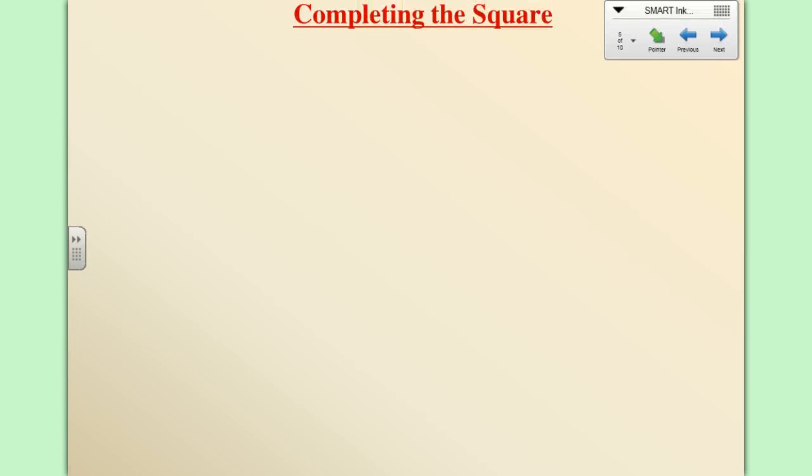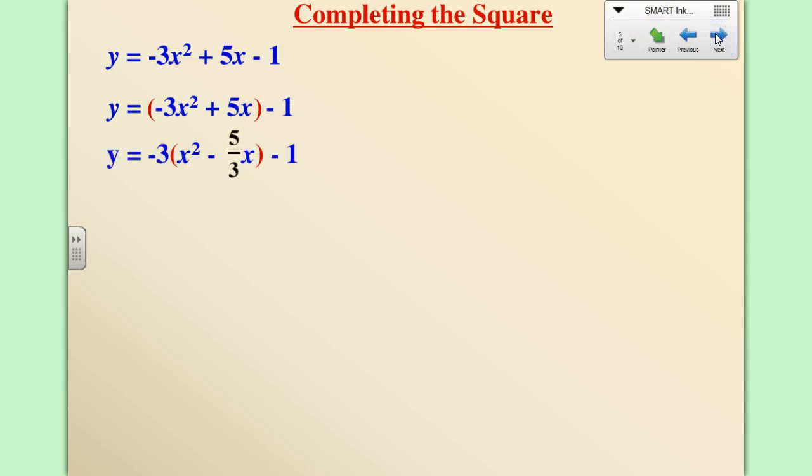Completing the square. Ooh, what are we doing now? Well, not everything turns out to be integers. So you may not like this, but sometimes you complete the square and the vertex does not happen at an integer. So we follow the rules again.